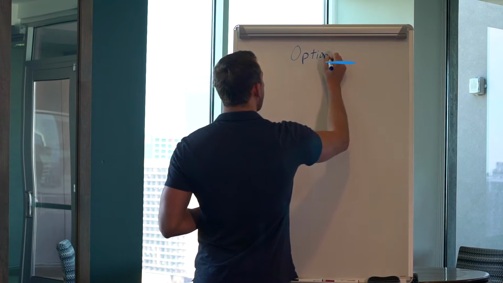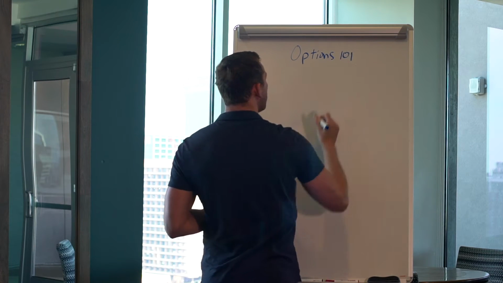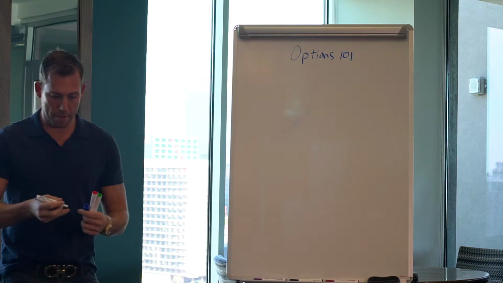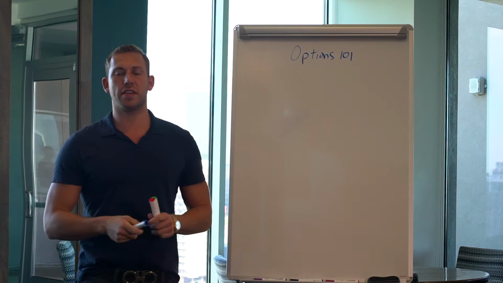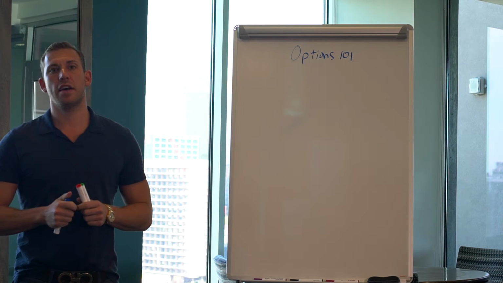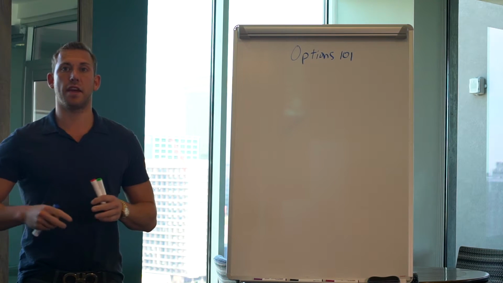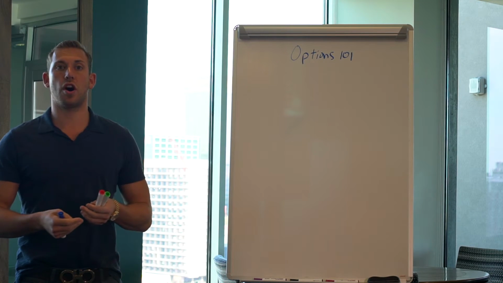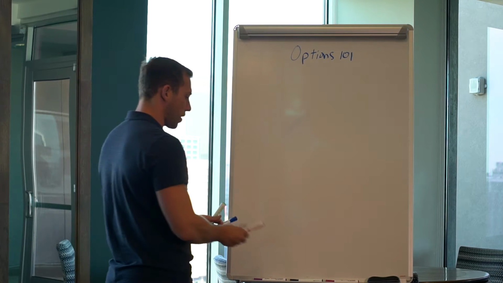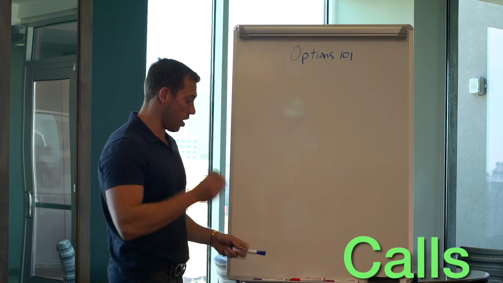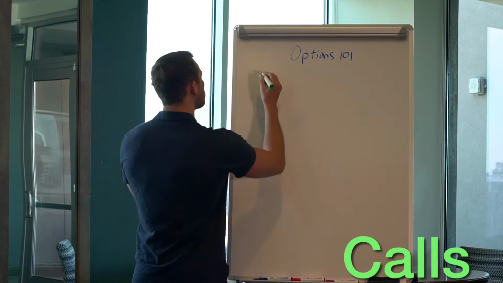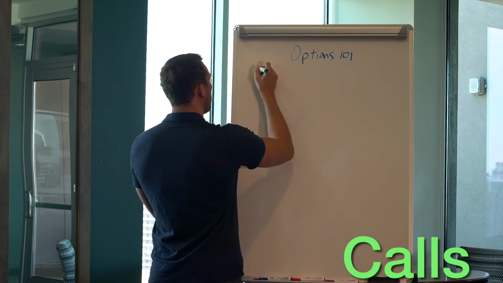101. Okay? There are only two kinds of options in this world. Back when the CBOE started listing options, I think it was around 1970, then in 1977 they added puts. So at the beginning there were just calls, but now there are puts. We're going to use green for calls, because calls are to the upside. So we say, what is a call option?